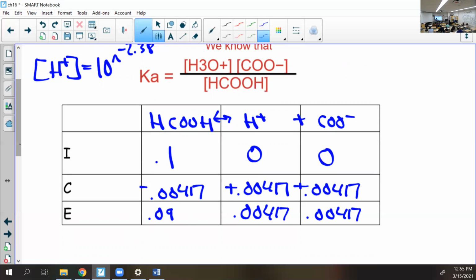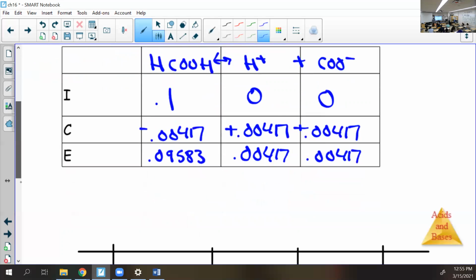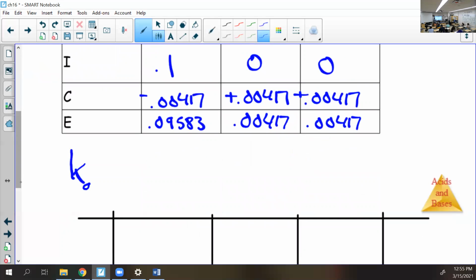0.09 what? 0.0983, right? Oh my gosh, I can't. Okay, my bad. Now what do we do? Let's just plug it in. So Ka is equal to 0.00417. There's a 1 there, my fault.